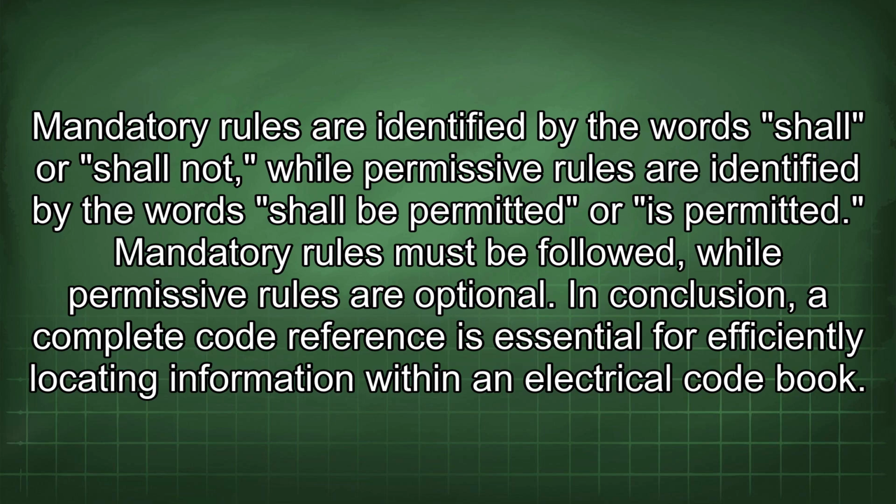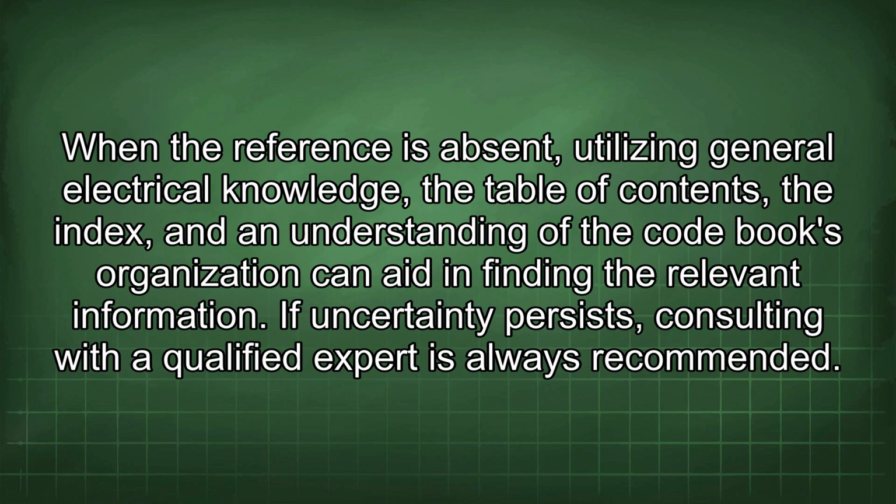In conclusion, a complete code reference is essential for efficiently locating information within an electrical code book. When the reference is absent, utilizing general electrical knowledge, the table of contents, the index, and an understanding of the codebook's organization can aid in finding the relevant information. If uncertainty persists, consulting with a qualified expert is always recommended.